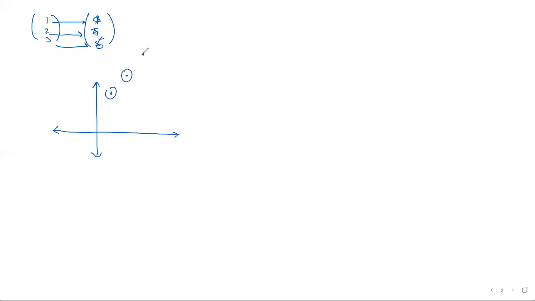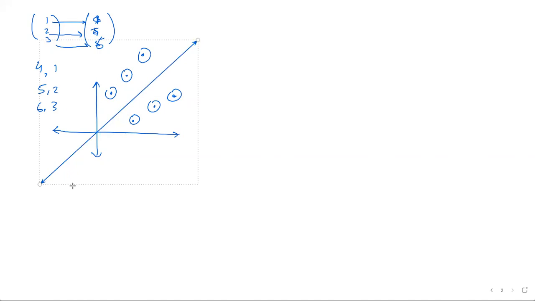say, here. And now when I'm doing inverse mapping, so inverse mapping is 4 comma 1, 5 comma 2, 6 comma 3. So 4 comma 1 is somewhere here, 5 comma 2 is somewhere here, and 6 comma 3 somewhere here. So what you'll notice is that this mapping that you've drawn is exactly symmetric about, or like, its reflection across y equals to x line.